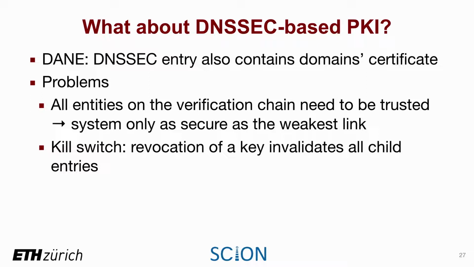So the main problem we see is that all entities on the verification chain need to be trusted. So the whole system is only as secure as the weakest link. If one entity controls a key or there's a compromised key that is used in the verification chain, all the entities below that point can be forged, or certificates for these entities can be forged. And so the level of trust is really quite weak. Such systems can also introduce a kill switch, where the revocation of a key can invalidate all entries that are below that point in the tree.